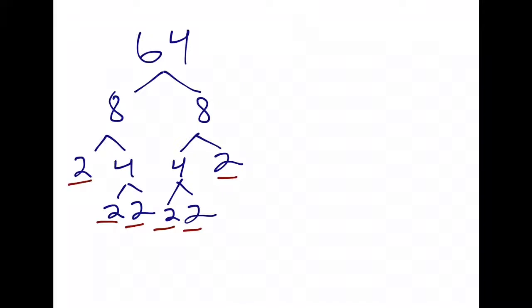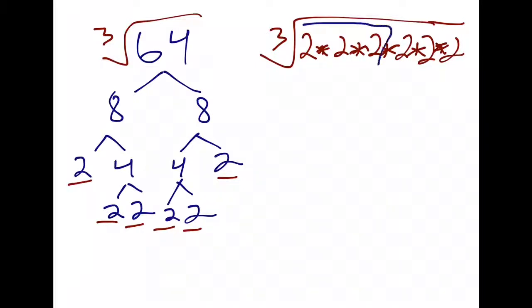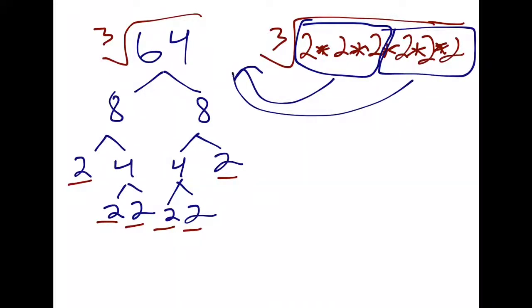Or in other words, if we want to take the cube root of 64, we can instead take the cube root of 2 times 2 times 2 times 2 times 2 times 2, because that is the prime factorization of 64. And since we are taking the cube root, we look for groups of 3. I see there's a group of 3 2's here. I'm going to pull one of those out. And there's a group of 3 2's here.